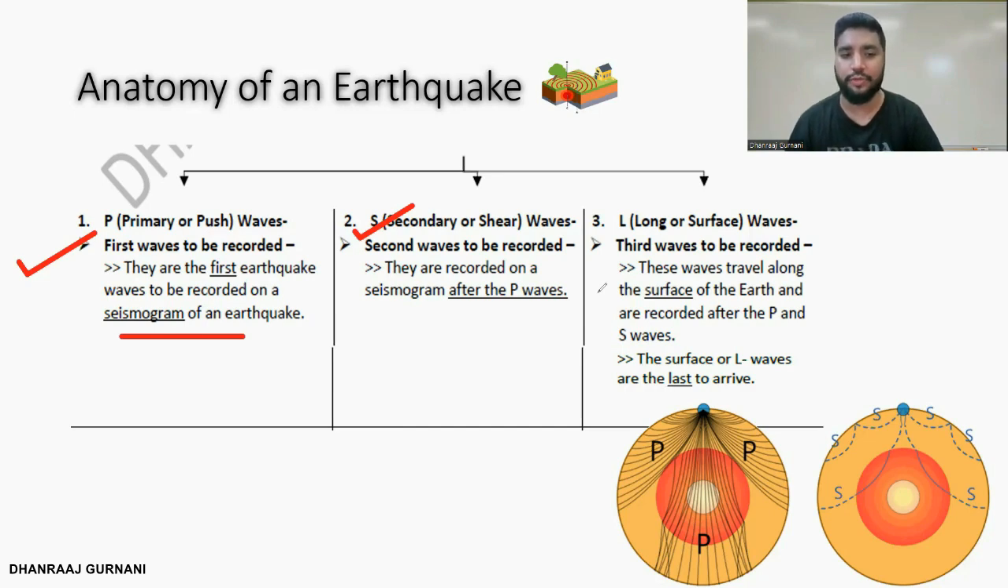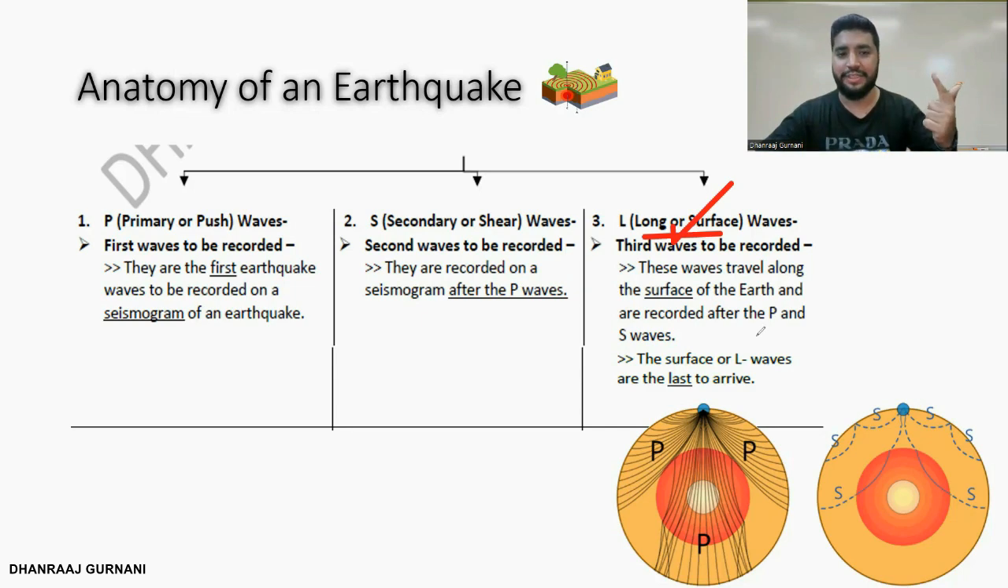They are the first earthquake waves. The secondary or shear waves are after primary waves. They are the second to be recorded on a seismogram. And finally, third type of waves are the L waves, long waves or surface waves. These waves travel along the surface of the earth and are recorded after the P and the S waves. So primary first, secondary second, L or surface waves third. These L waves or the surface waves are last to arrive.